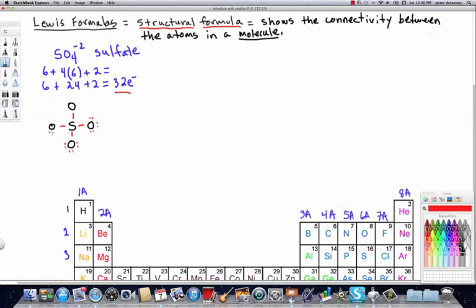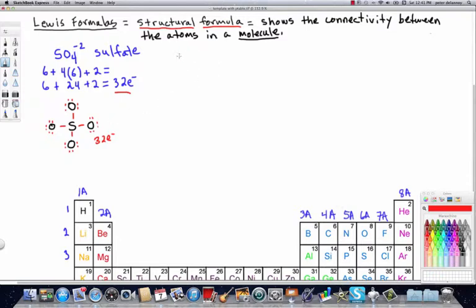So we just go around and we put in our pairs of electrons. All right, and when we're done, what you're going to see is that we've reached our magic number. There's 32 electrons here. There's literally 8 for each oxygen set, and 8 times 4 is 32. And then if you go around, you're going to see that there's 8 electrons around each of the atoms in this structure. So we'd be done at this point if the question had been, draw the Lewis formula of sulfate abiding by the octet rule.